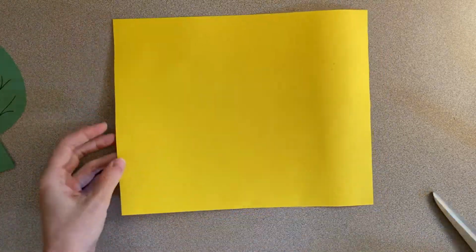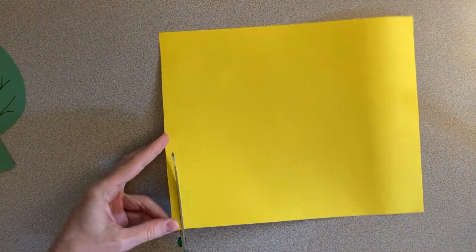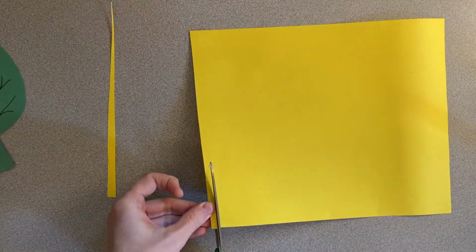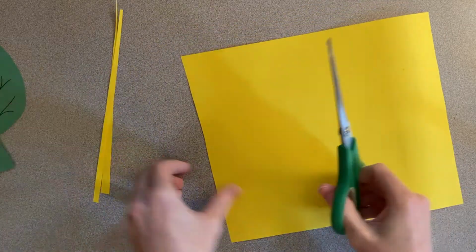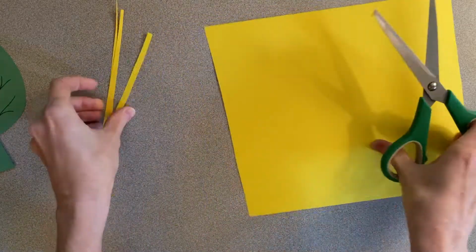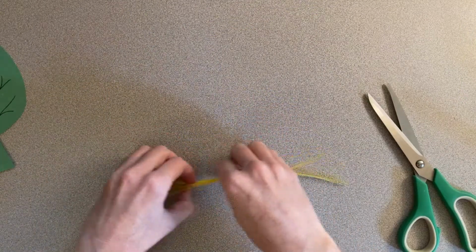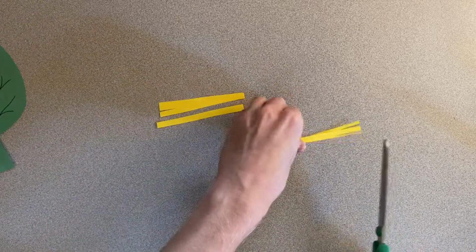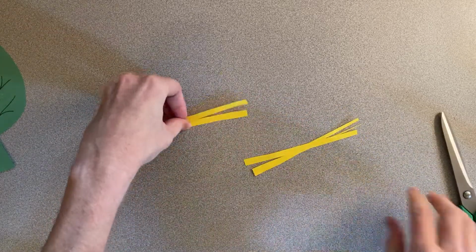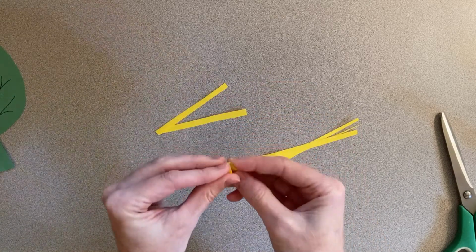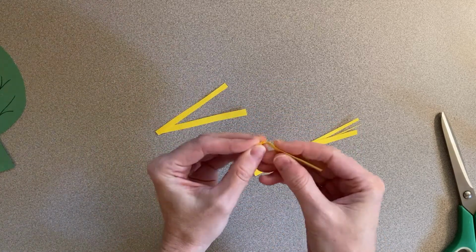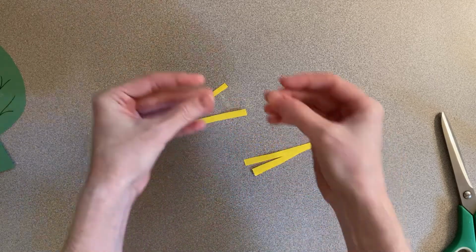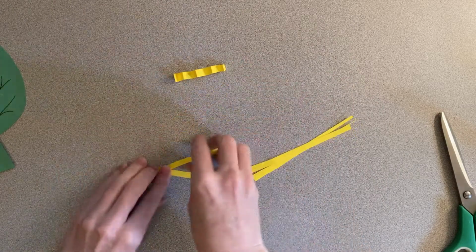For the sun, we'll need another sheet of paper. I'm choosing yellow. And we're going to cut three very narrow strips from the paper. And now we will cut those strips in half. There we go. Now we're going to use the accordion fold for our rays of sun. Back and forth, back and forth. So we have a little accordion. Now repeat for all the other strips.